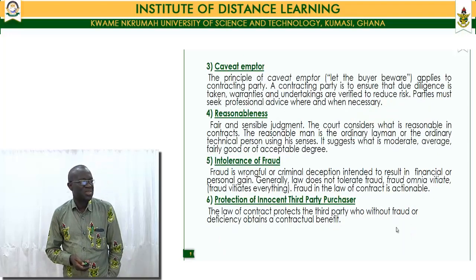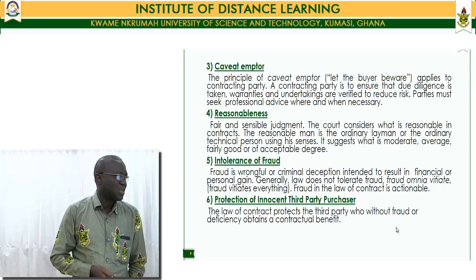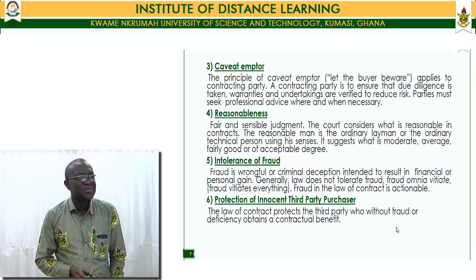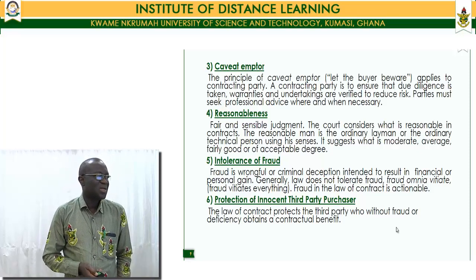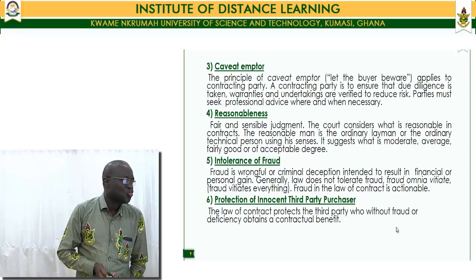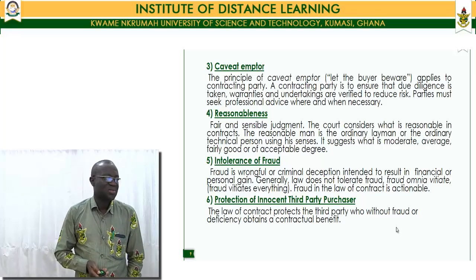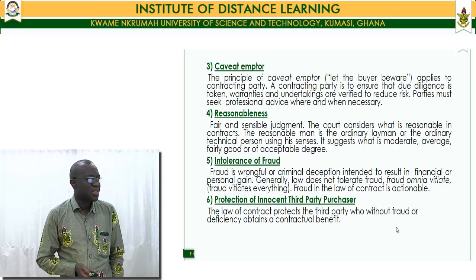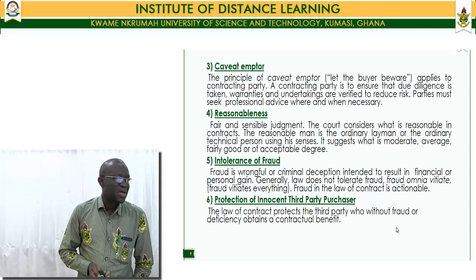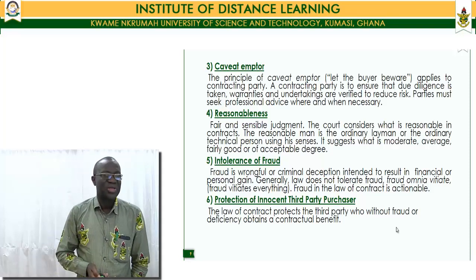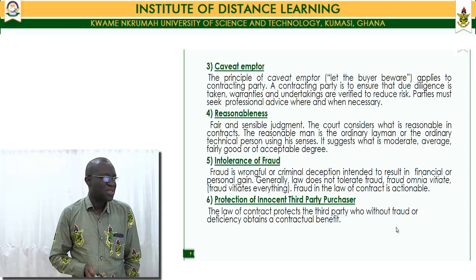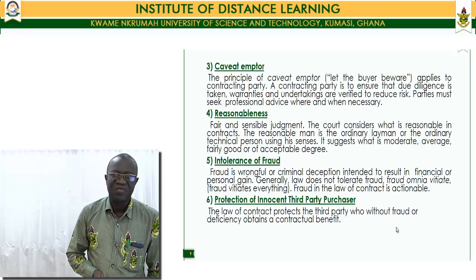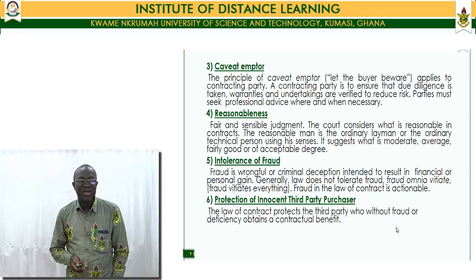The third principle is caveat emptor. The principle of caveat emptor, let the buyer beware, applies to contracting parties themselves. A contracting party is to ensure that due diligence is taken and the warranties and undertakings are verified to reduce the risk. So parties must seek professional advice where and when necessary.